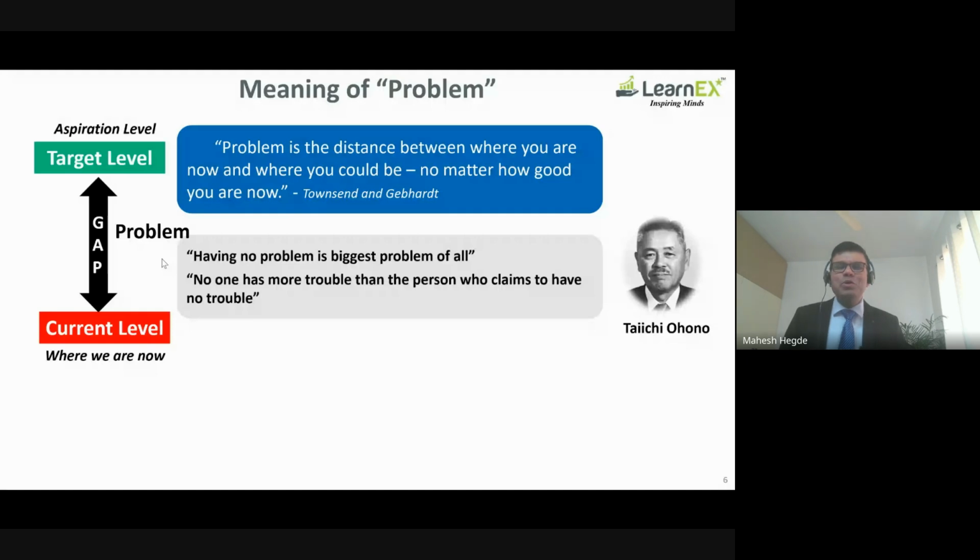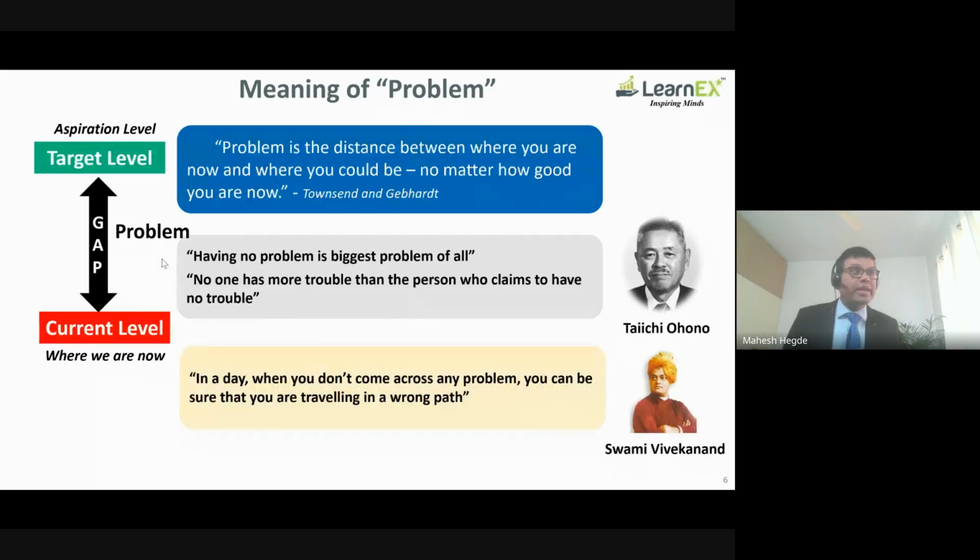Sometimes people don't realize that there is a problem. And it's not only in the industry. If we look all around us in day-to-day life, with the eyes of seeing the problem, we can see many problems. And that's why Swami Vivekananda said, in a day when you don't come across any problem, you can be sure that you're traveling on the wrong path. For example, accidents.